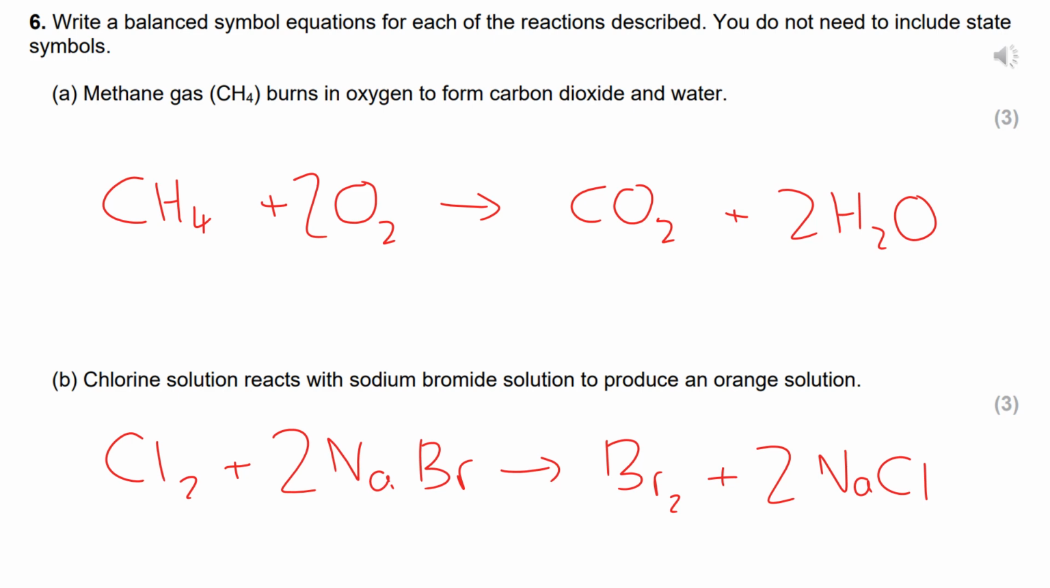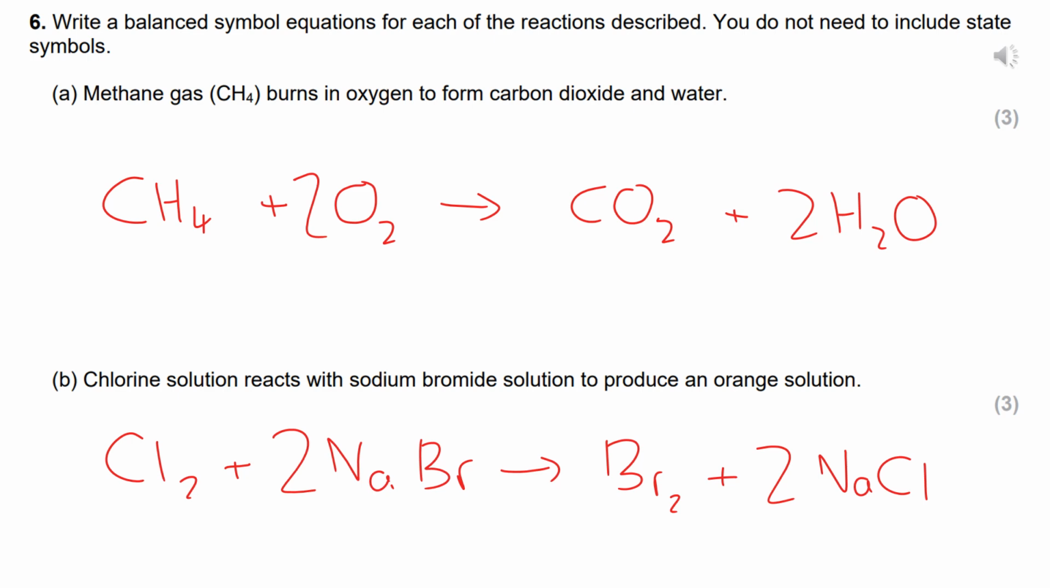The third mark then comes from balancing that equation. And like in the previous question, any multiples or fractions will do. I've chosen what I think is the simplest, where you've got 2 oxygen and 2 waters, which will balance out the number of atoms on both sides. So that's where your marks are coming from.